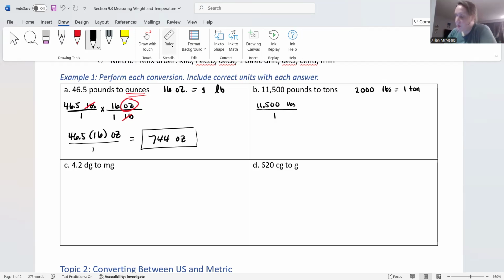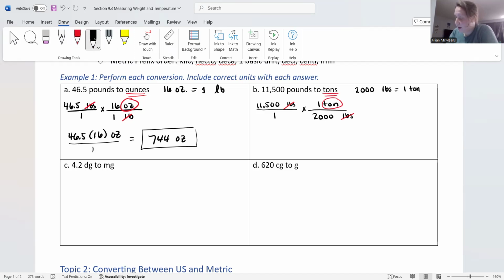Okay, so we're going to put 11,500 pounds over 1. And then we're going to multiply by a unit fraction that relates pounds and tons. We want tons in the numerator, pounds in the denominator. So 1 ton over 2,000 pounds. And as expected, hopefully, pounds cancel, leaving tons in the numerator, which is exactly what we wanted.